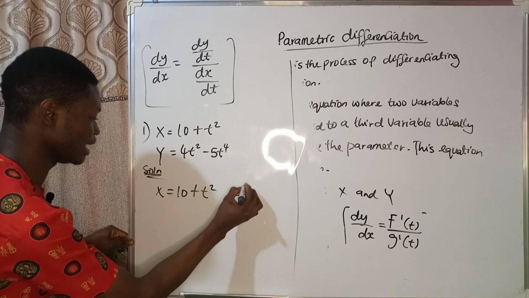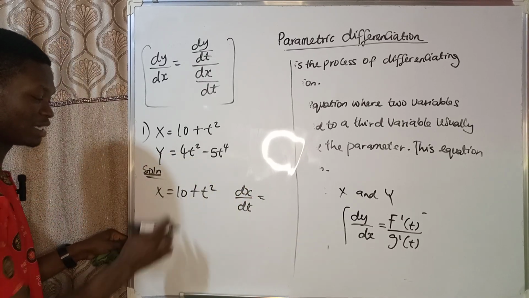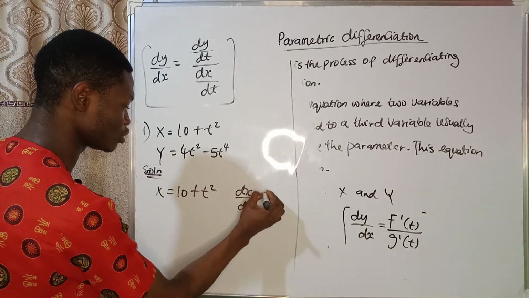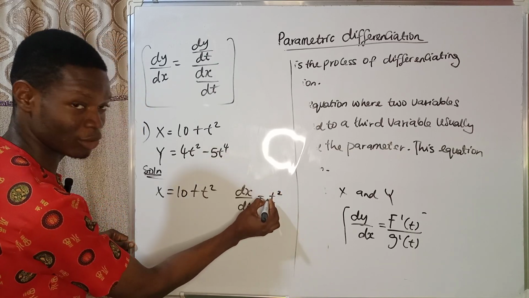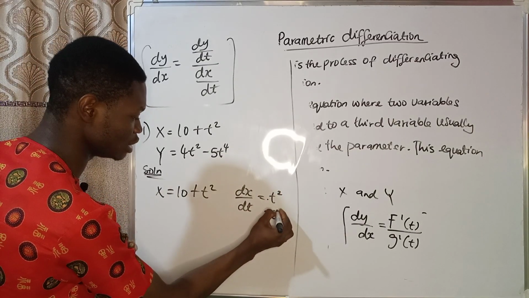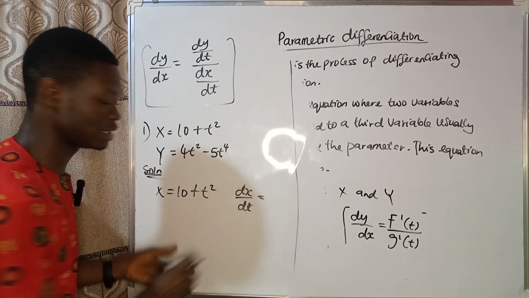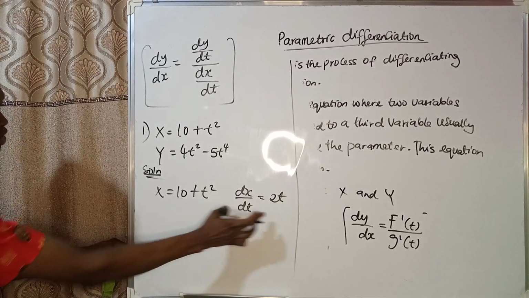Therefore, dx over dt will be just normal differentiation. Differentiating 10 is 0, because it's a constant. Differentiating t squared: the 2 comes down and you subtract 1 from the power, so it will be 2t. So differentiating t squared will be 2t. We have gotten this one.